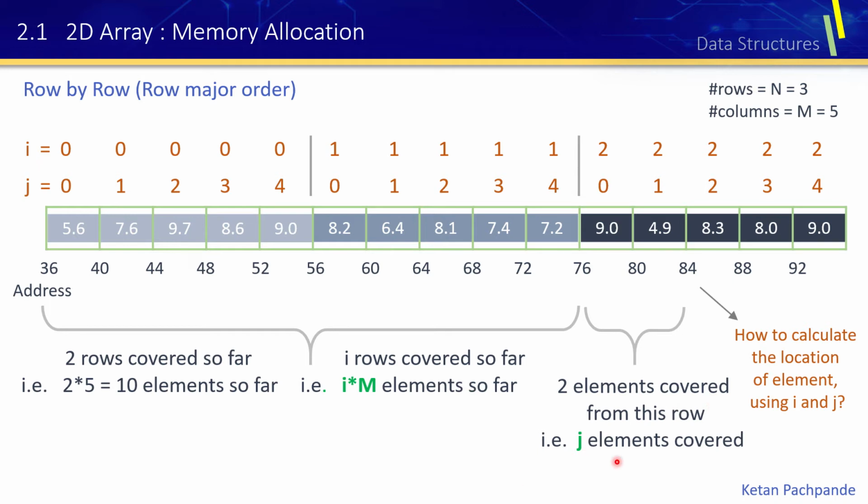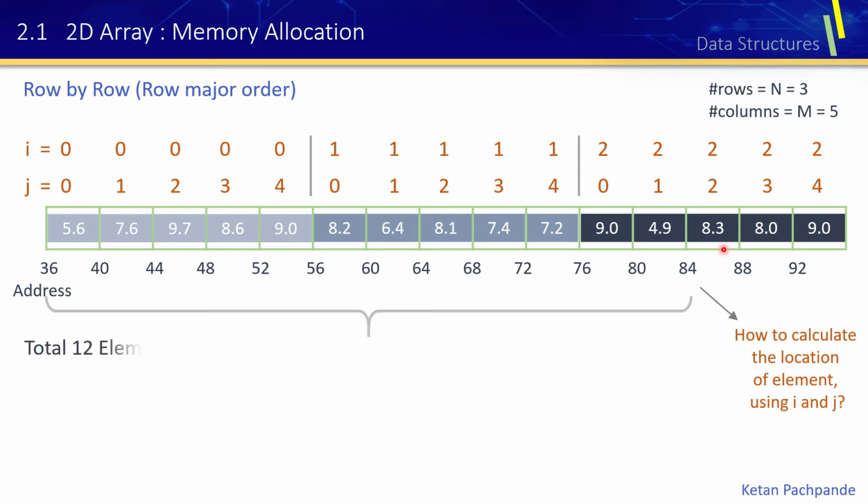So if I add up these two terms, i into m and j, I get the total number of elements covered before the element I am interested in. So in short, the total number of elements covered so far is 12. If I put the i value as 2 and the m value as 5, 5 into 2 will be 10, and 10 plus the j value, which is also 2, so 10 plus 2 is 12. So 12 elements are covered so far.